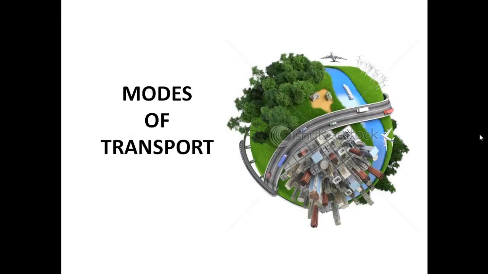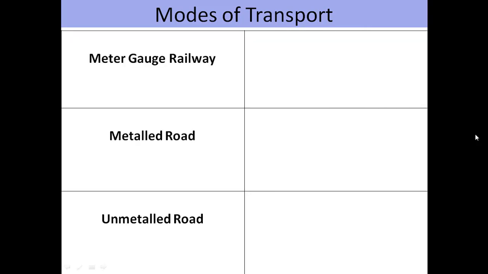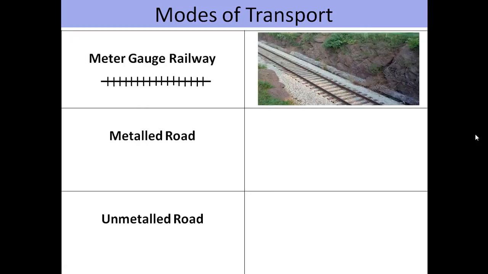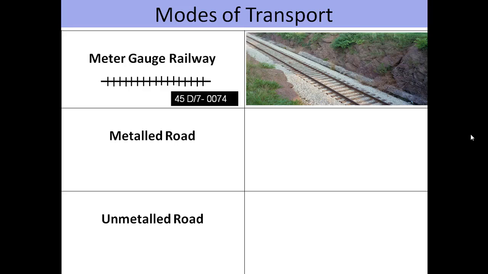Now we'll learn the modes of transport on a topographical map, how they look and their types. Modes of transport. Meter gauge railway, this is the symbol of meter gauge railway, and one can easily find out how it looks on the topographical map in the grid square 0074 45D7.